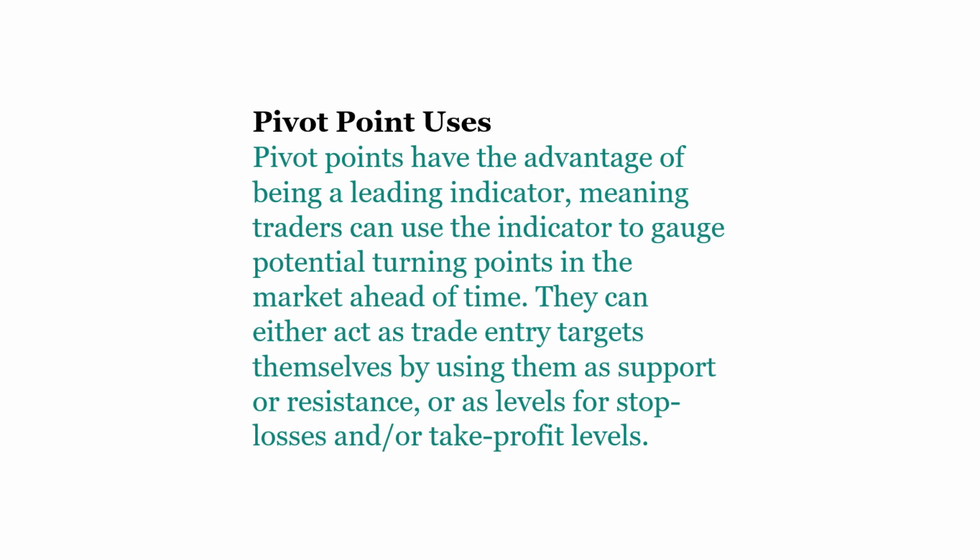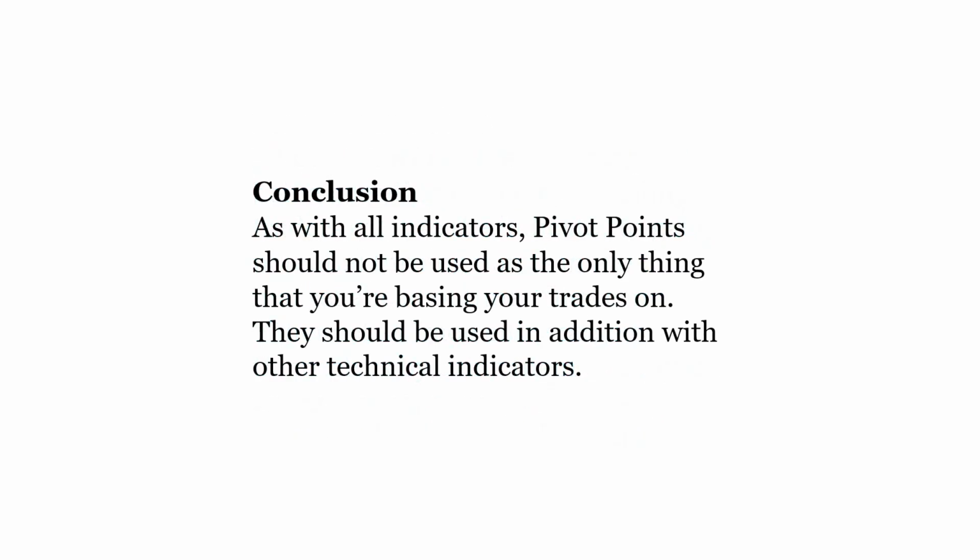There are different uses for pivot points. Pivot points have the advantage of being a leading indicator, meaning traders can use the indicator to gauge potential turning points in the market ahead of time. They can either act as trade entry targets themselves by using them as support or resistance, or as levels for stop losses and or take profit levels. In conclusion, as with all indicators, pivot points should not be used as the only thing that you're basing your trades on. They should be used in addition with other technical indicators.